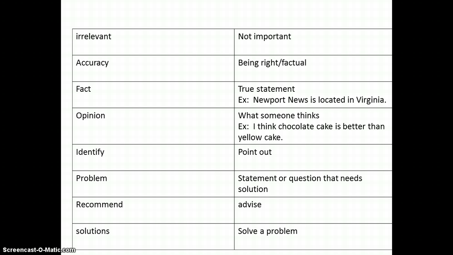Accuracy, fact, opinion. All of these words relate to things that we will study in civics. Accuracy is when you're right. Fact is a true statement. For example, Newport News is located in Virginia, or Passage Middle School is located in Newport News. That's a fact. Opinion is what someone thinks. An example that I put here: I think chocolate cake is better than yellow cake.